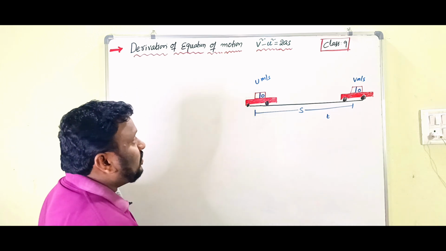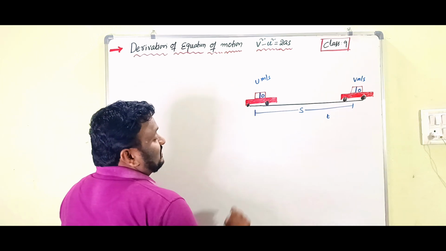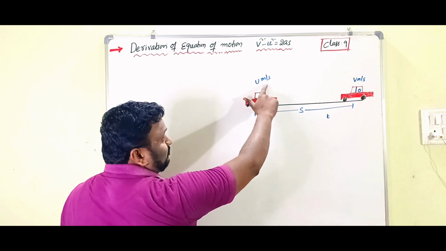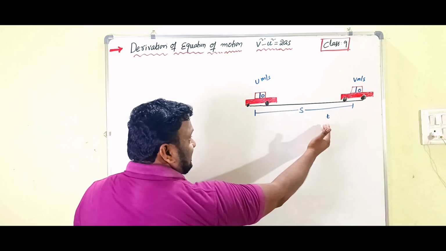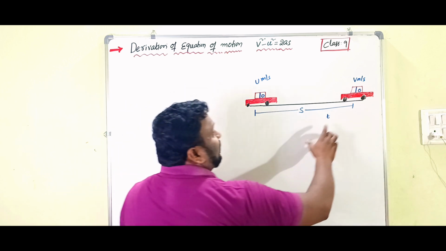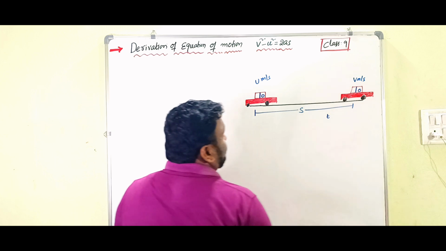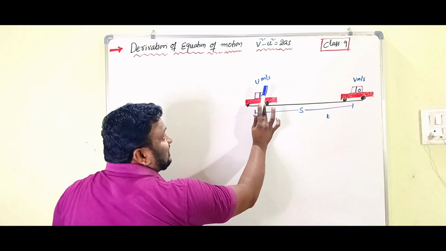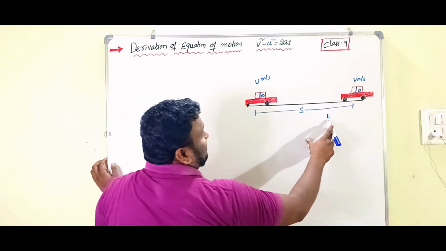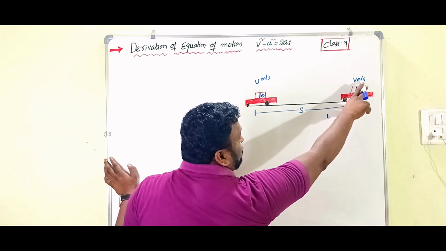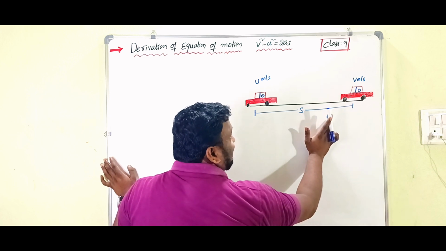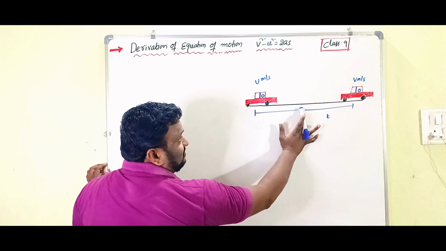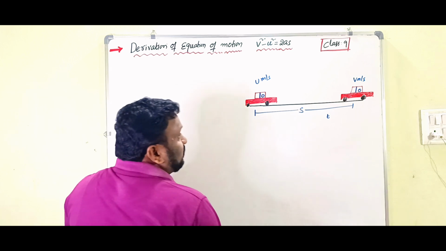Children, there is a car that initially has some velocity u meter per second. After t seconds of its journey, its velocity becomes v meter per second. Initially, the car is moving with a speed of u meter per second. After time t, its velocity becomes v meter per second. So, in that time, it covers a displacement of s.